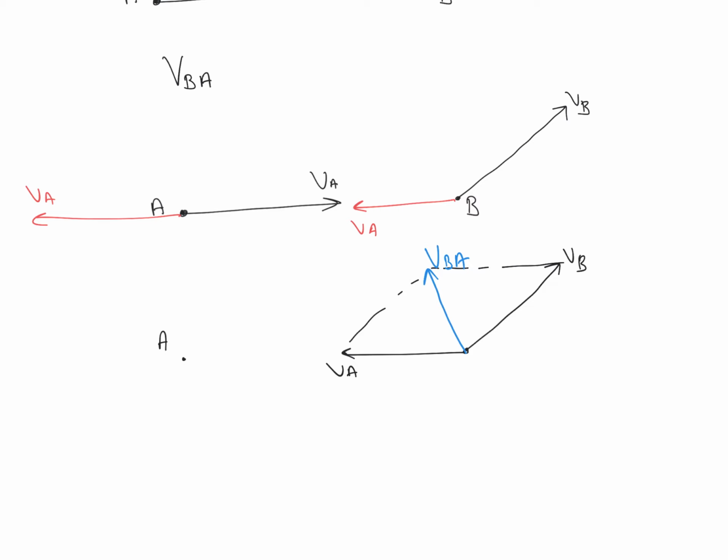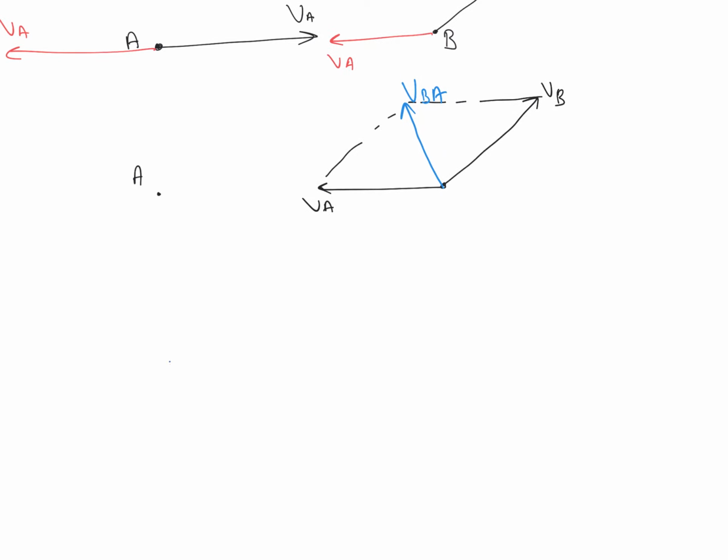So always we should go for vector calculation. If A is at rest, then A will feel that B is moving along this direction with the relative velocity, that is known as the velocity of B with respect to A.